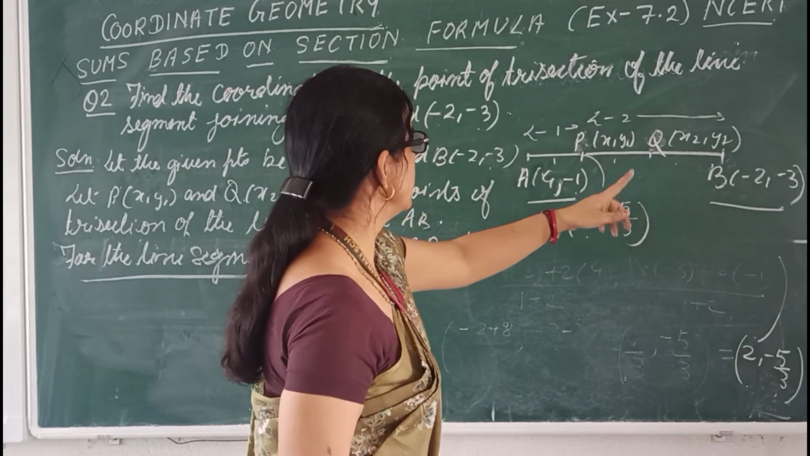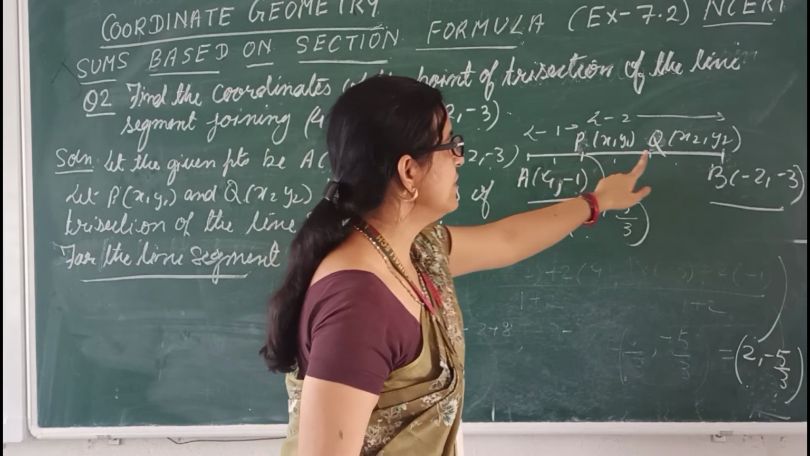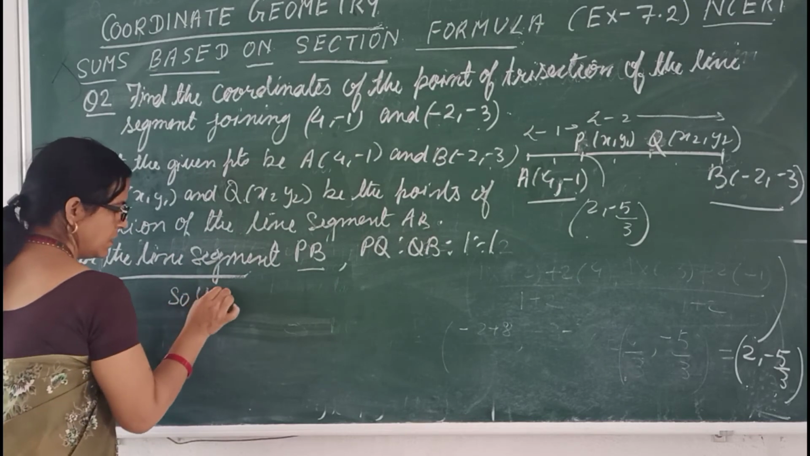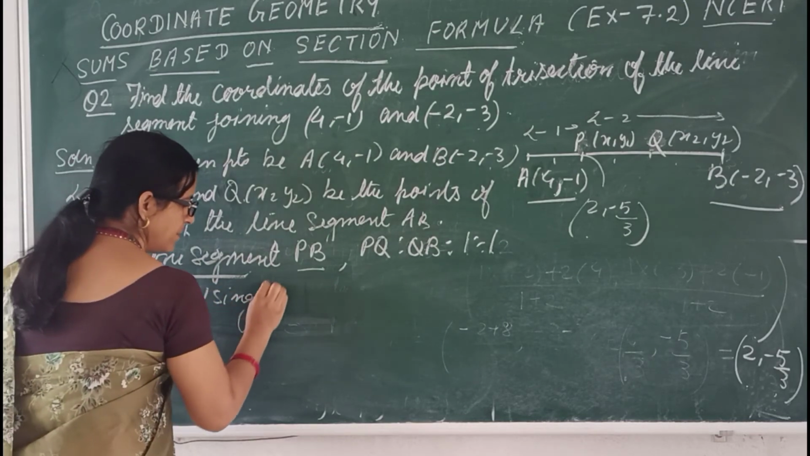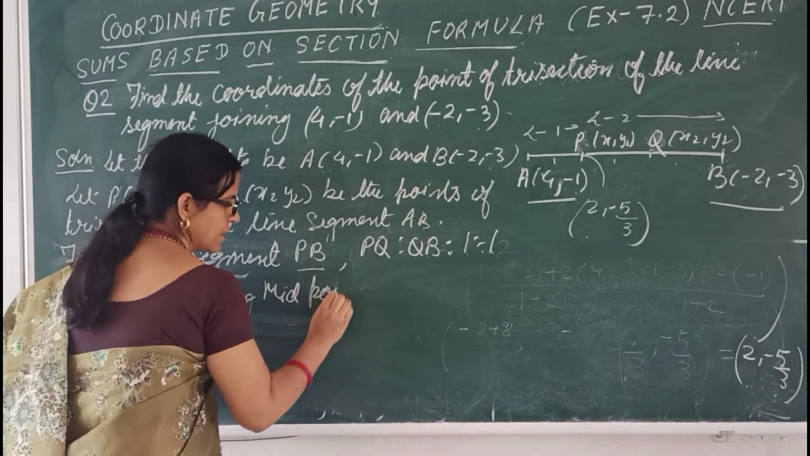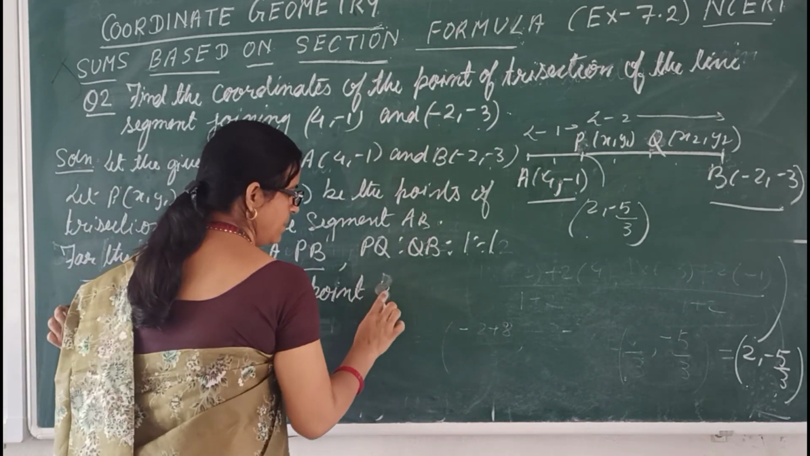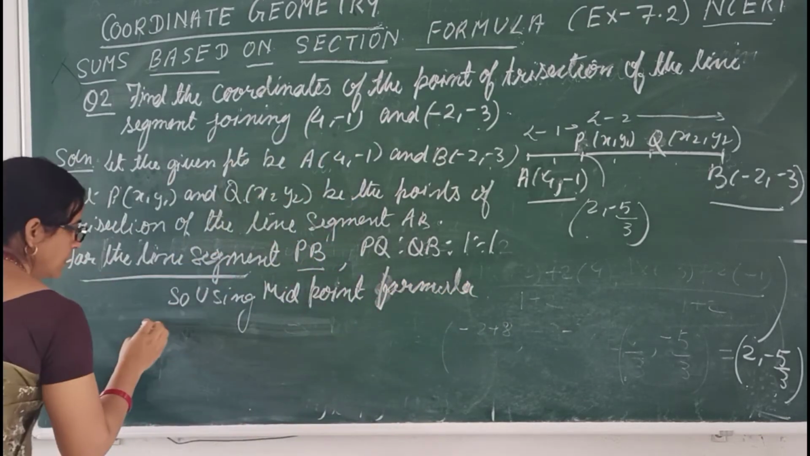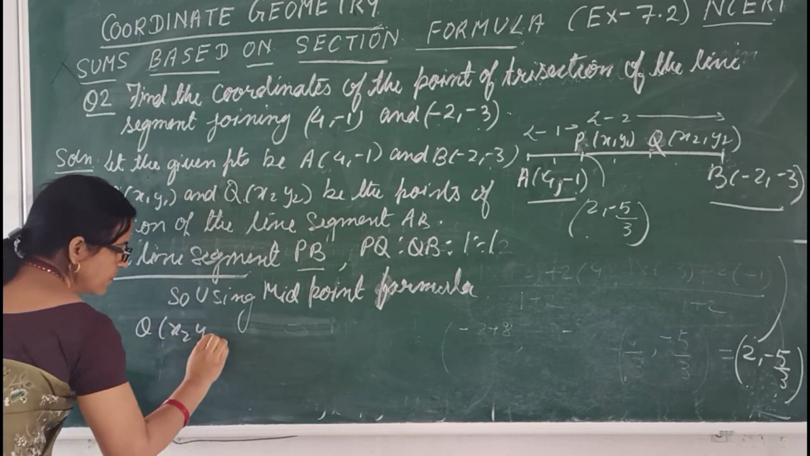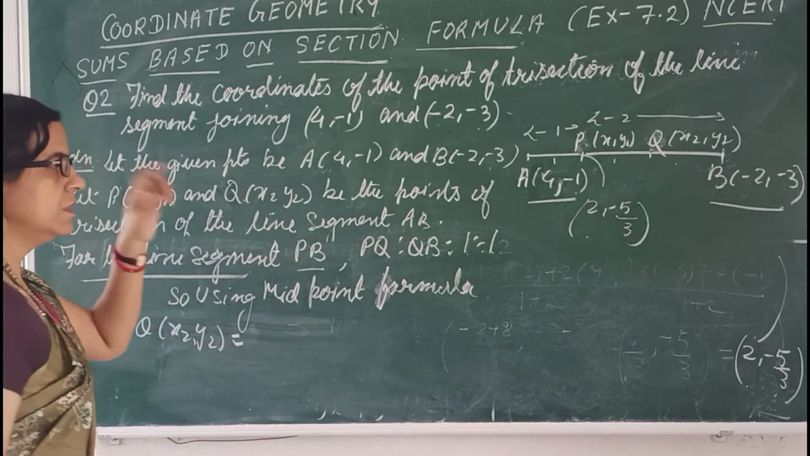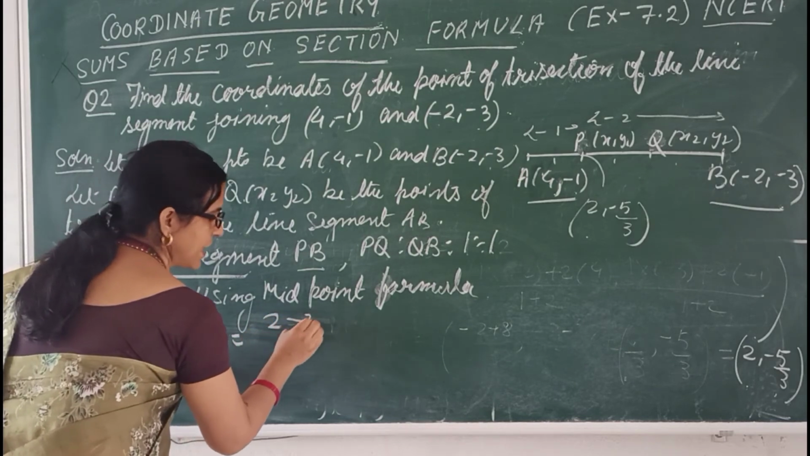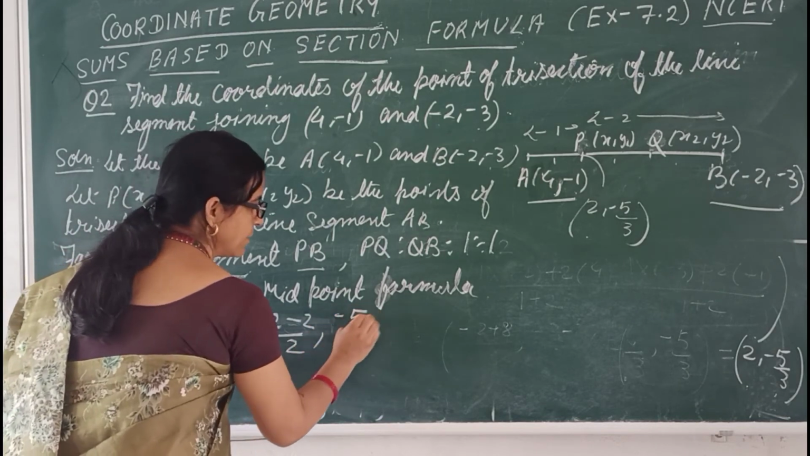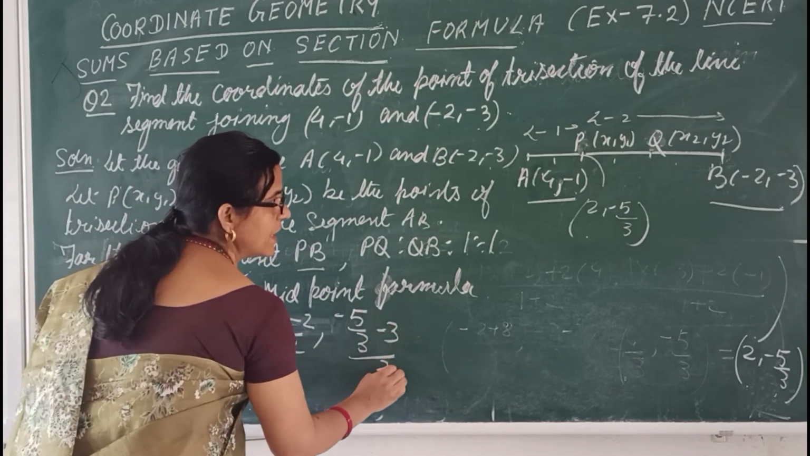So for the line segment PB, PQ is to QB equals 1:1. And the coordinates of the point P we have got. We have to get the coordinates of the point Q. So using the midpoint formula, Q (x2, y2) equals to (2 minus 2) by 2, and (minus 5 by 3 minus 3) by 2.